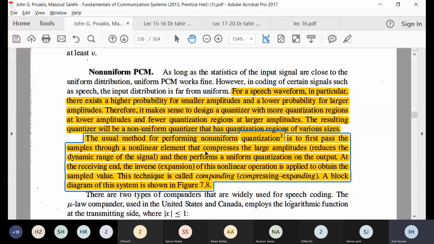All right, so we will compress and then we can perform uniform quantization. At the receiving end, we will apply the inverse operation of this compression. This will be called expanding to get back the original signal. So a diagram is shown here.